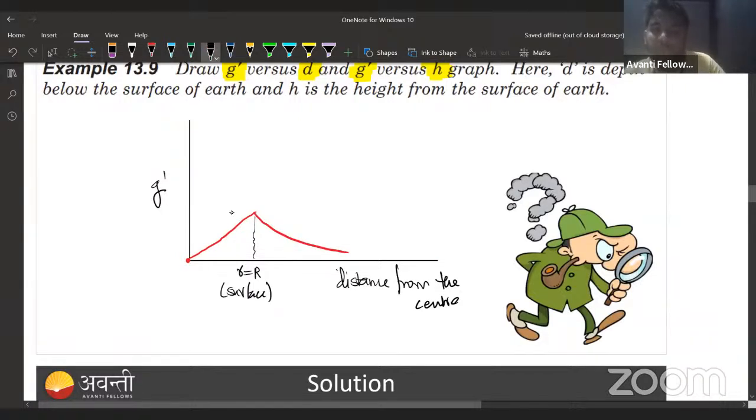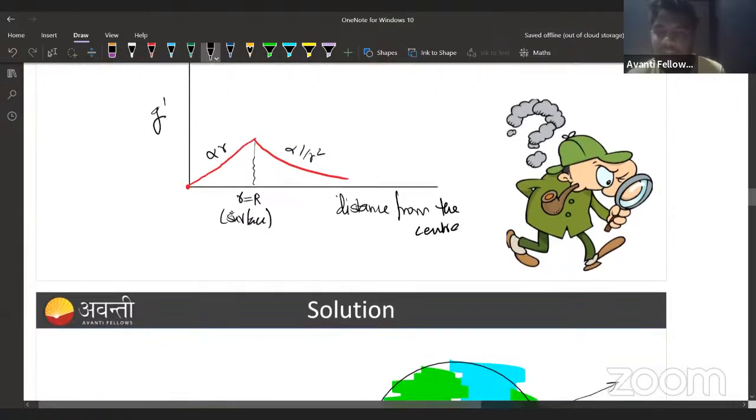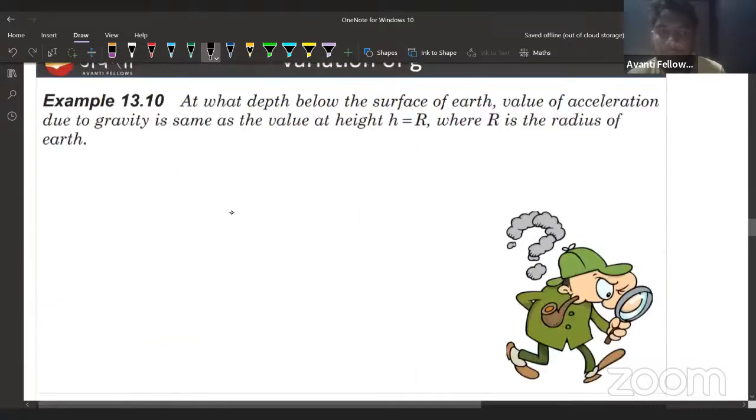I also told you the proportionality here. Inside, it is directly proportional to r. As you move forward, it will increase. Outside, it is inversely proportional to r square, the inverse square law. So this is the graph we were interested in plotting. Hopefully, this is clear, right? Okay, let's move on to the next question.